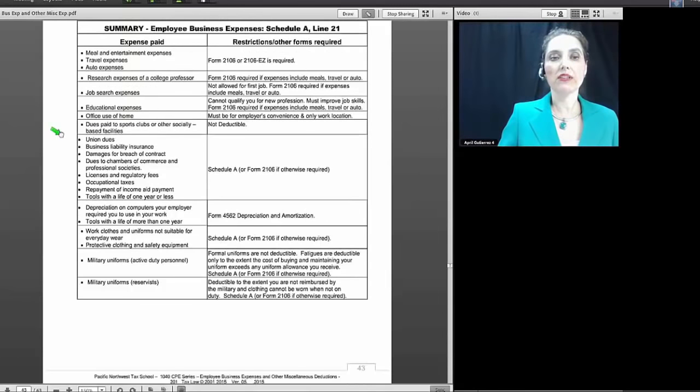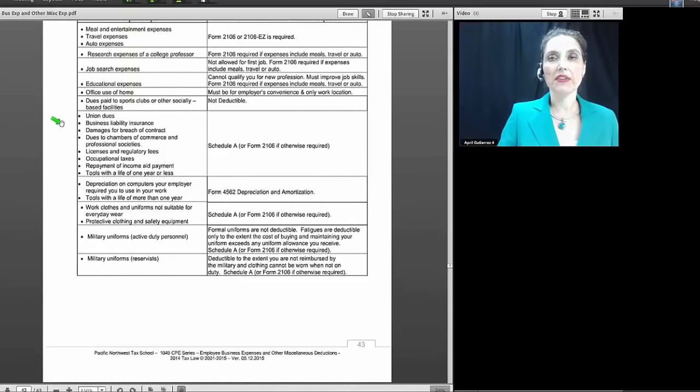Dues paid to sports clubs or other socially based facilities are not deductible. So club memberships are never deductible. And this has been the case since early on in the Clinton administration. That particular benefit was lost.